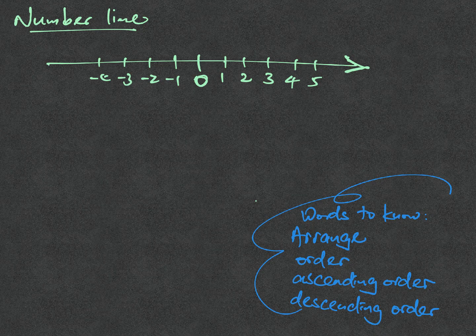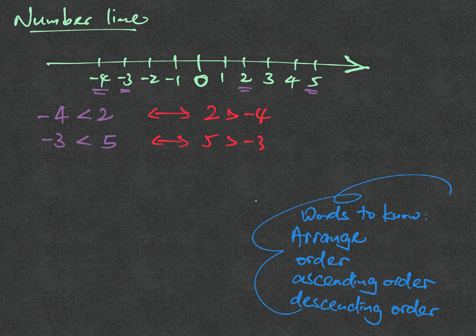Well done. Next, by using this number line, we can compare the magnitude of numbers. For example, you can see that negative 4 is on the left side of 2. So that's why we say negative 4 is less than 2. Next, you see that 5 is on the right of negative 3, so we also write negative 3 is less than 5. On the contrary, you can also write 2 is greater than negative 4, or 5 is greater than negative 3. It's easy, right?